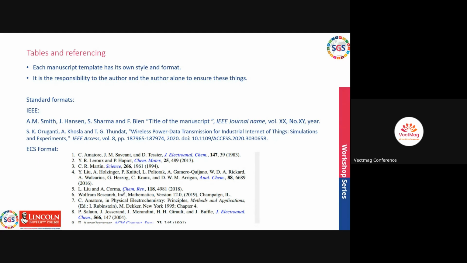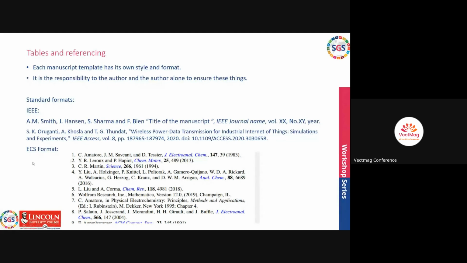Okay. So in IEEE, the author's initials come first and the family name comes next, then a comma, and the second author's initial comes first and the family name next. And then the title of the manuscript, IEEE journal name, volume number, issue number, and then the year. So here, S. K. Oruganti, A. Kosler, T. G. Thundat, Wireless power data transmission for industrial Internet of Things: simulations and experiment, IEEE Access, volume 8, pages 187965 to 187974, 2020, and then the DOI.